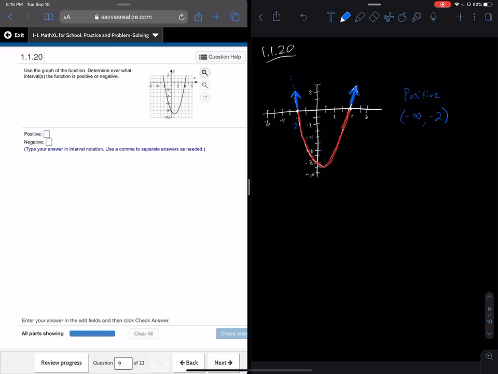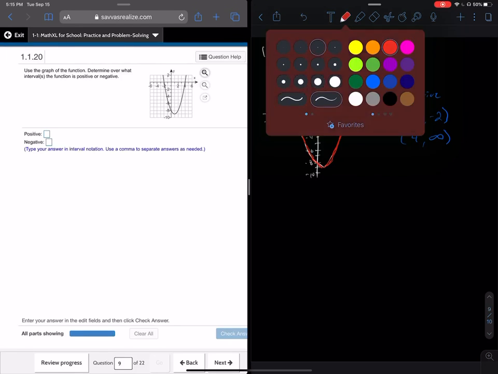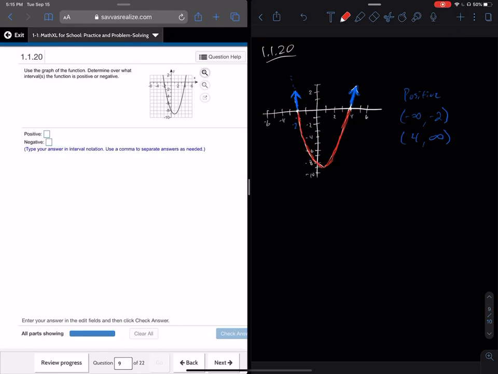Now, the right piece, that starts at 4 and it moves forever to the right, so that's going to go to positive infinity. And for the same reason, we're going to use a parenthesis at the 4 because at 4 it's right along the x-axis, so it is neither positive nor negative. Now, the negative one, so negative starts at -2. Again, parentheses here because it's an x-intercept, so it's not positive or negative. And that's going to keep going down over until we get to that 4 where it turns positive.